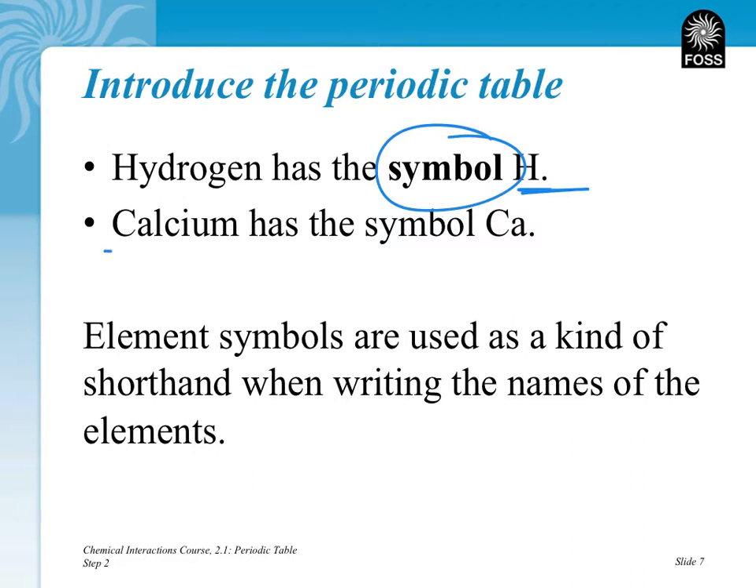Another one, calcium. We know you need calcium for good, strong bones, etc. It has its own symbol, Ca. Ca is the symbol for calcium. That's different than any other element out there. So each element has its own way of writing the name without really writing the name. It says element symbols are used as a kind of shorthand when writing the names of the elements.